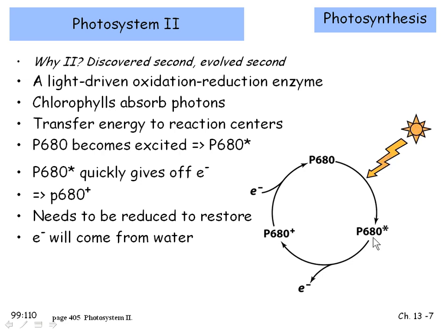P680 really wants to give off electrons. It's an extremely good reducing agent. And when it gives off its electron, here's the electron coming off, it now turns into P680+. P680+ is very hungry for electrons. It wants electrons. And the electrons that are needed to restore P680, or to reduce P680+ back into plain old P680, are going to come from water. This enzyme system, this photosystem, is able to steal electrons from water.